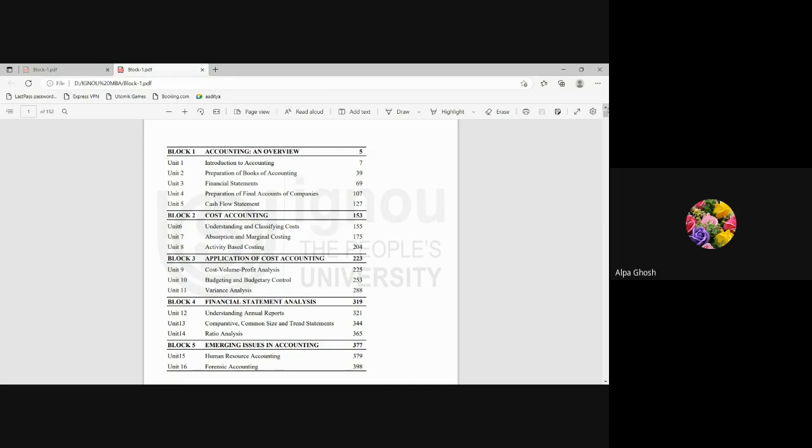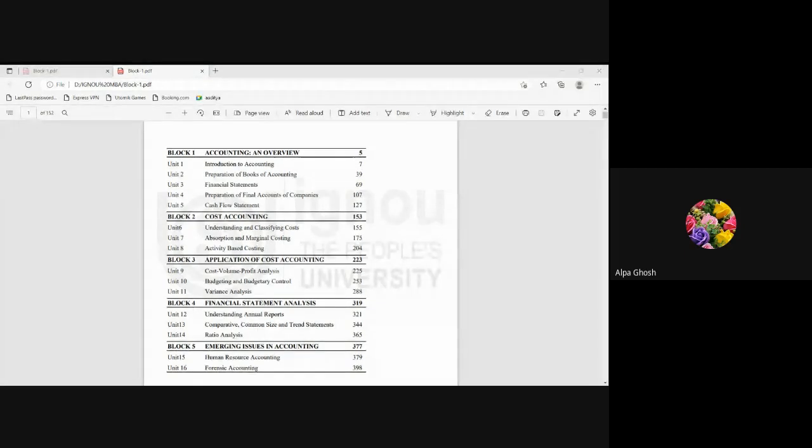Talk about balance sheet is a statement. It is a statement which shows you the financial position of your assets and liabilities. Now we will be coming to the fifth unit of this, and the fifth unit is your cash flow statement.